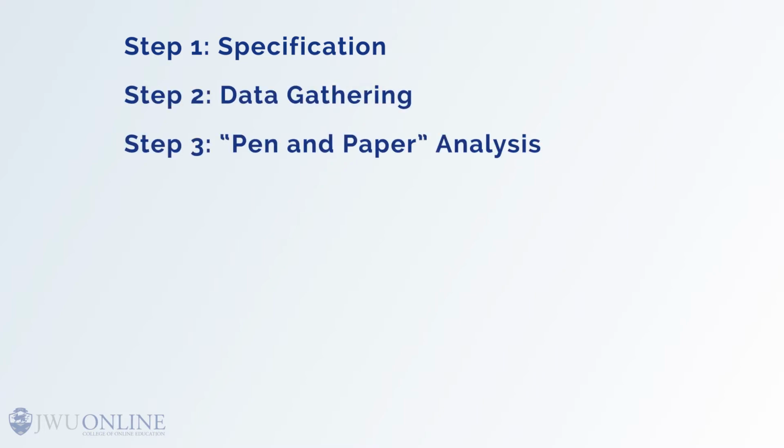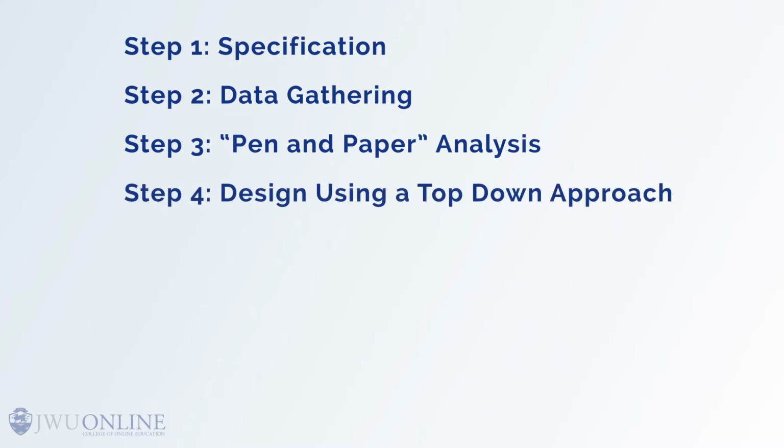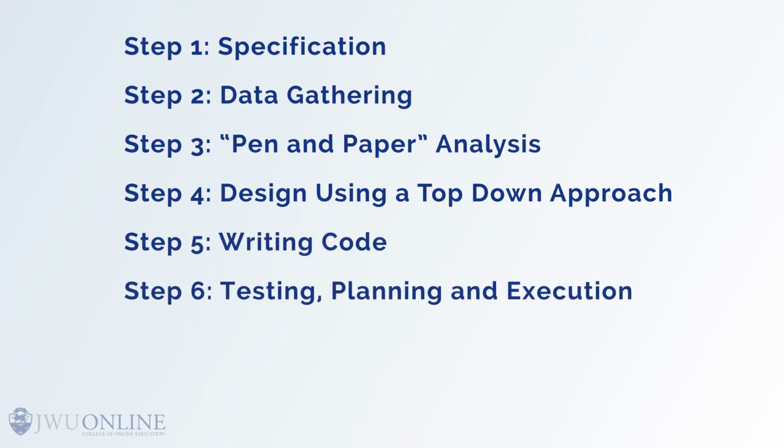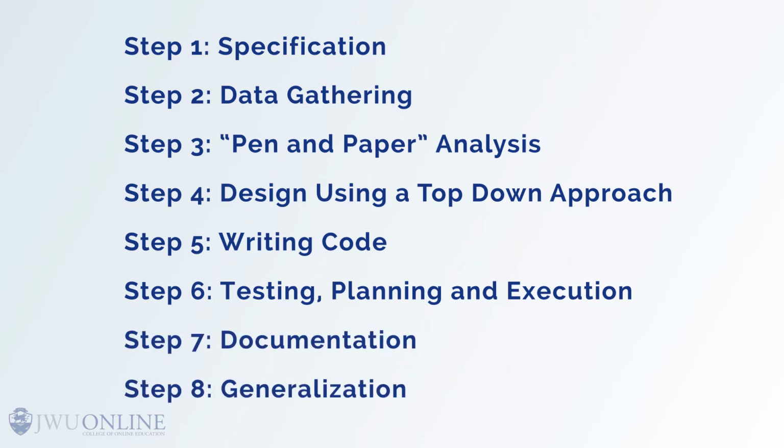Step 1, specification. Step 2, data gathering. Step 3, a pen and paper analysis. Step 4 is design using a top-down approach supported by flowcharts, pseudocode, or finite state diagrams. Step 5, writing code. Step 6, testing, planning, and execution. Step 7 is documentation, and step 8 is generalization.